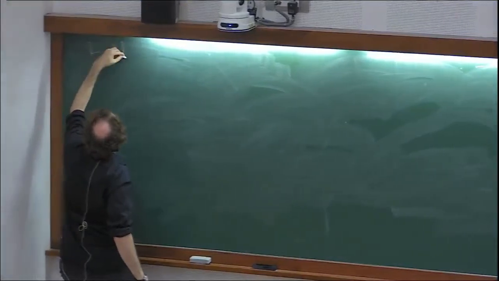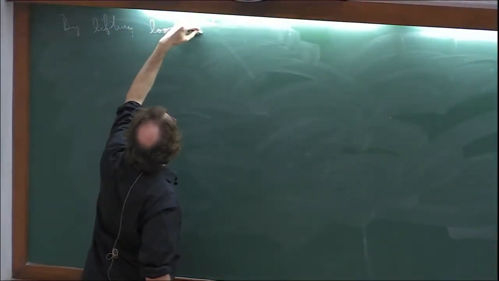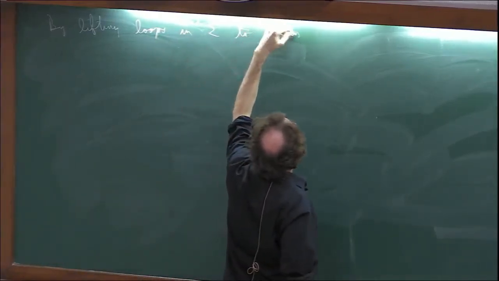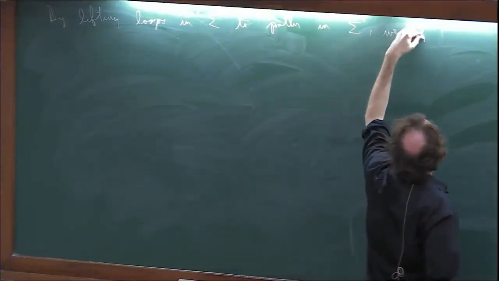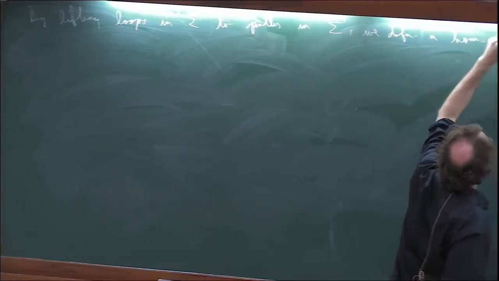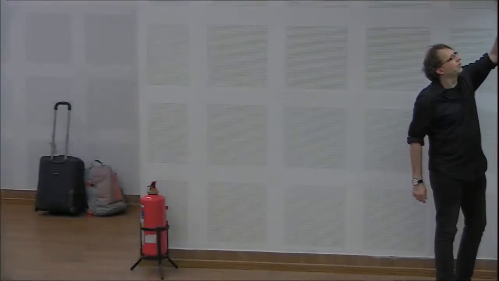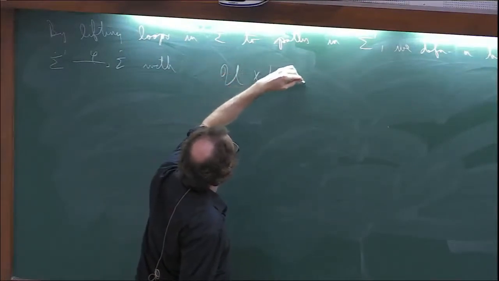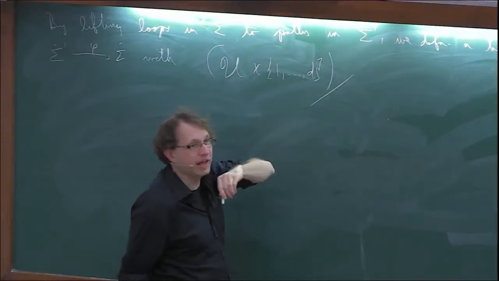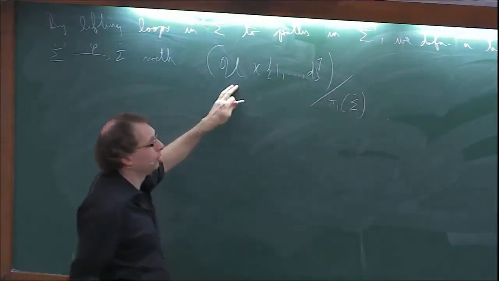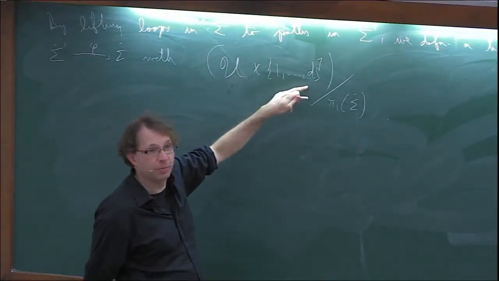So by lifting loops in sigma dot to paths in sigma dot prime, we define now a homomorphism, rho tilde, from pi 1 of sigma dot to this symmetric group on d elements. And having done that, we can now identify the cover phi with the following construction. You take the universal cover, d copies of it, divide it by this action of pi 1 of the base, which is acting on the universal cover by Deck transformations, and it's acting on these d elements by the permutations we just discussed.